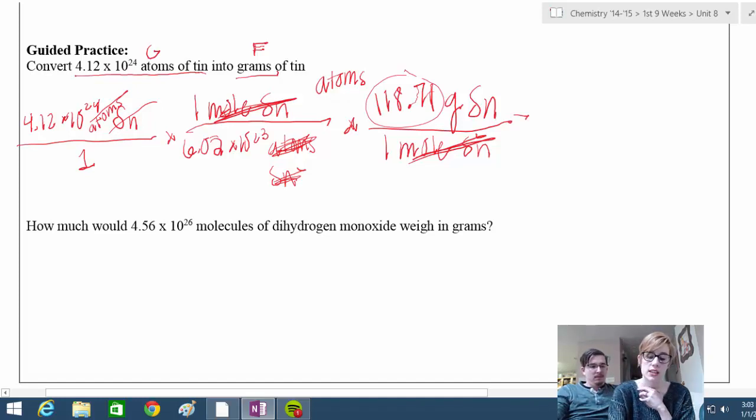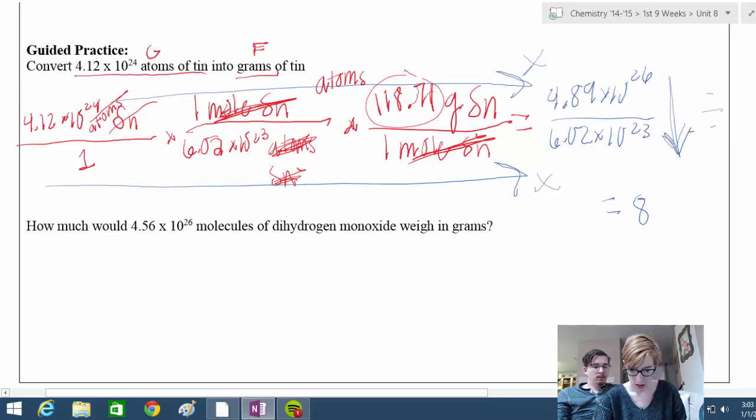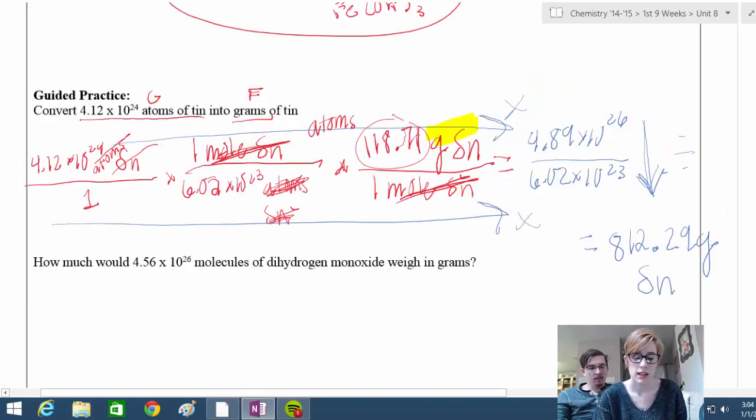So now that I've set that up, I have 3 math problems to do. I multiply the top, I multiply the bottom, and then I'm going to divide that fraction. 812.29 grams of tin. And a way to check yourself before you wreck yourself is to check the last unit on your T-chart. If your last unit is the final unit, grams, then you're good to go. Sound great? Sounds awesome.